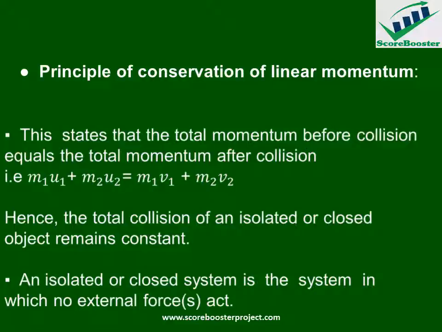m1 in this case is the mass of the first object, while u1 is the initial velocity of the first object in meters per second. m2 is the mass of the second object in kilograms, while u2 is the initial velocity of the second object in meters per second. v1 is the final velocity of the first object in meters per second, while v2 is the final velocity of the second object in meters per second.